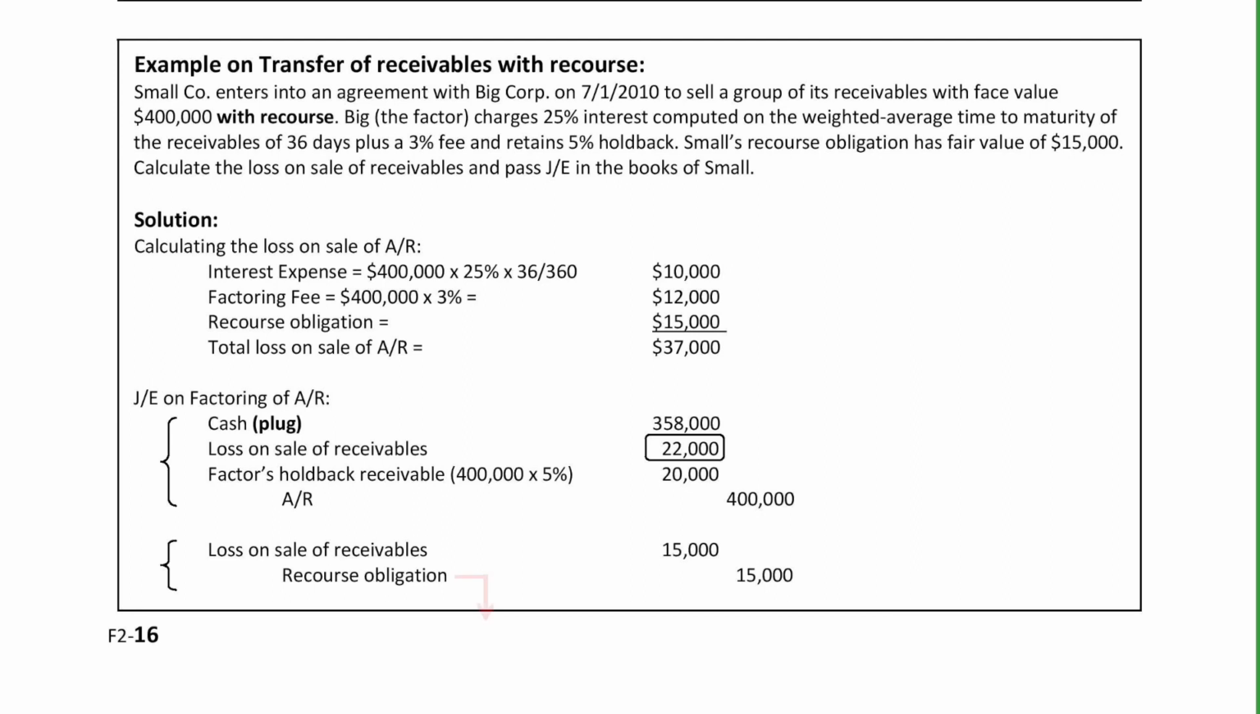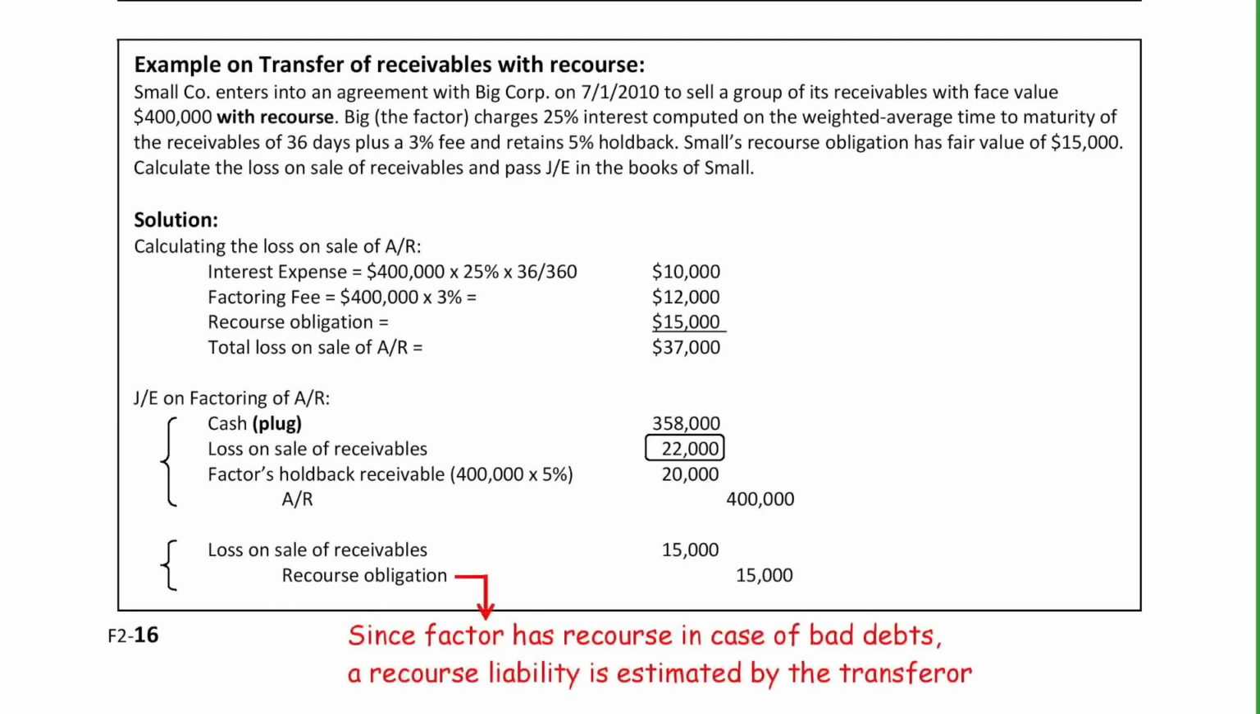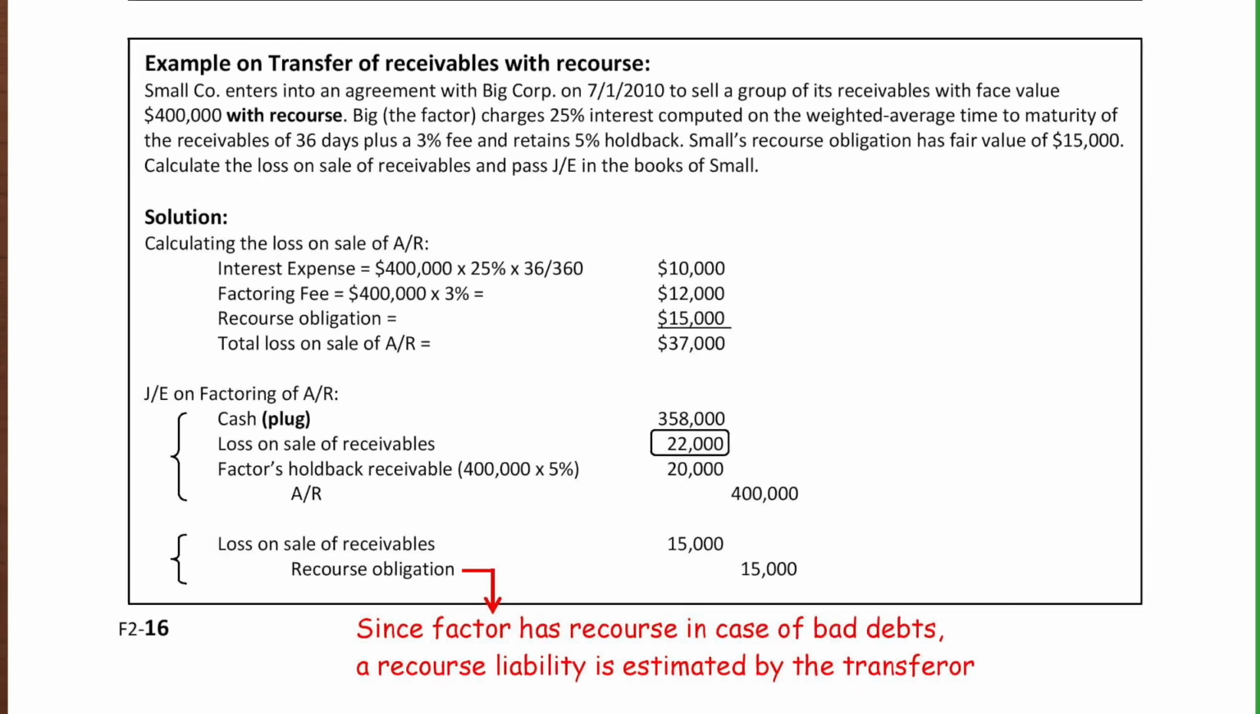Draw an arrow from that and write, since factor has recourse in case of bad debts, a recourse liability is estimated by the transferor. Once again, since factor has recourse in the case of bad debts, a recourse liability is estimated by the transferor.